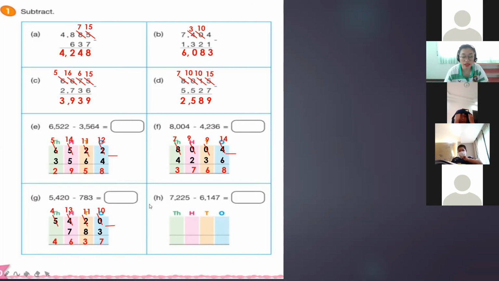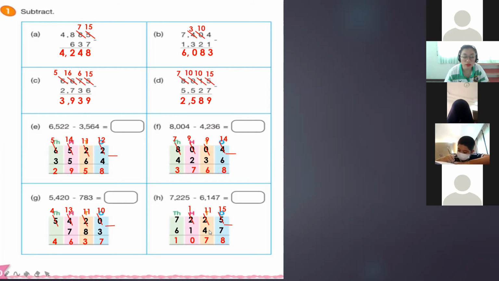Okay, and for the last letter, we have 7,225 minus 6,147. So let's write the numbers. We have 7,225 minus 6,147. So let's start subtracting again from the ones place. So 5 is smaller, so we have to borrow from 2. So 2 becomes 1 and 5 becomes 15. So 15 minus 7 is equal to 8.